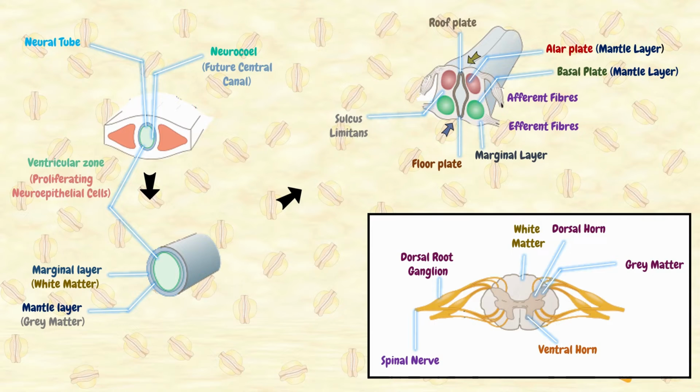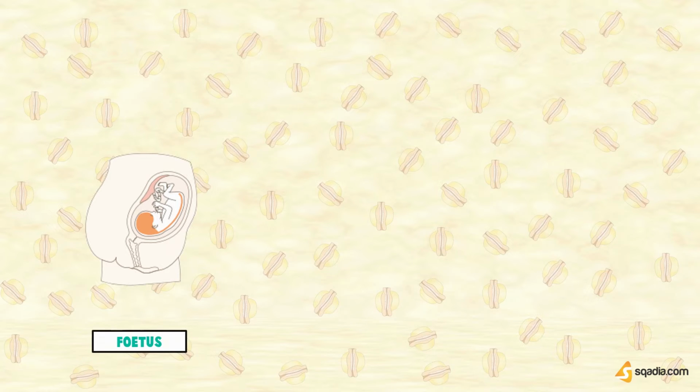Now, let me tell you an interesting fact. Do you think the spinal cord and vertebrae are of the same length in fetus and adulthood? The answer is no. The spinal cord and the vertebral column are the same length in the fetus.